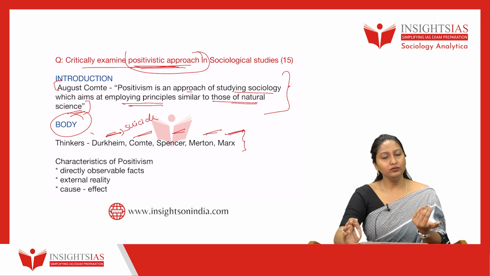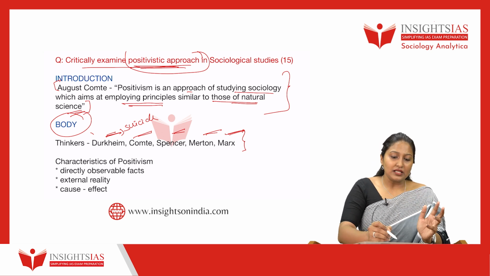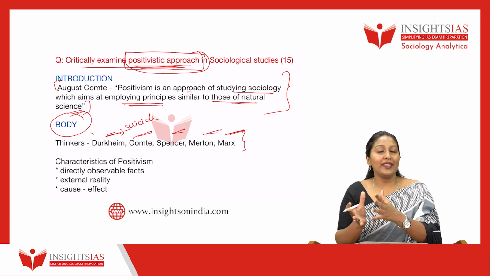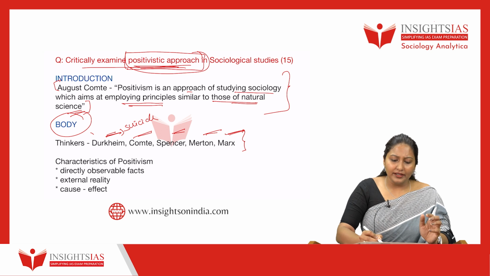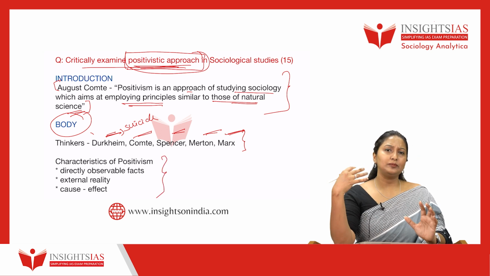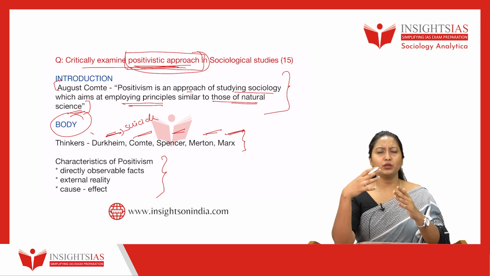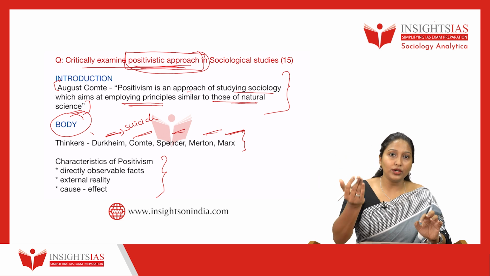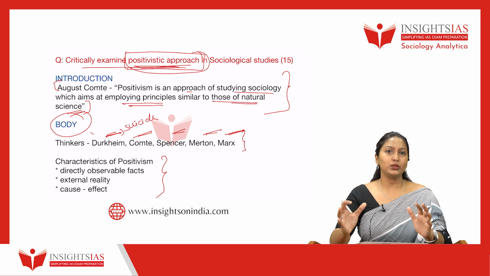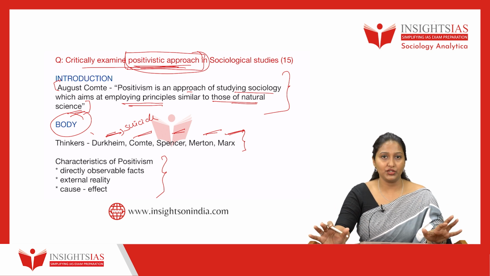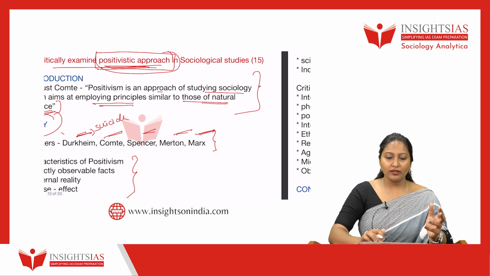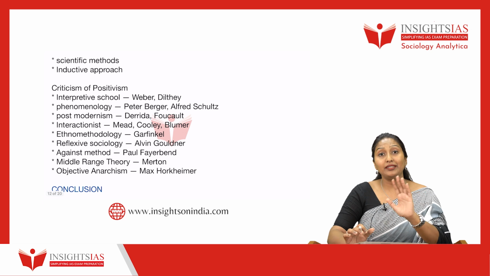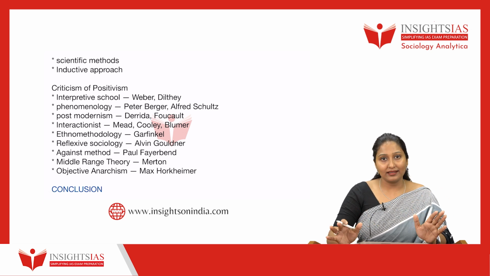Fine. Now next part is characteristics. You have to write a little bit about what is positivistic approach and why they are criticized in the next part. Please see, for the characteristics of positivism, there are too many points, but that is not our focus. Our focus is criticism. So just write at least 4 to 5 points. That is more than sufficient. Understood? For this particular question, if you write 5 characteristics of positivism, it is more than sufficient.